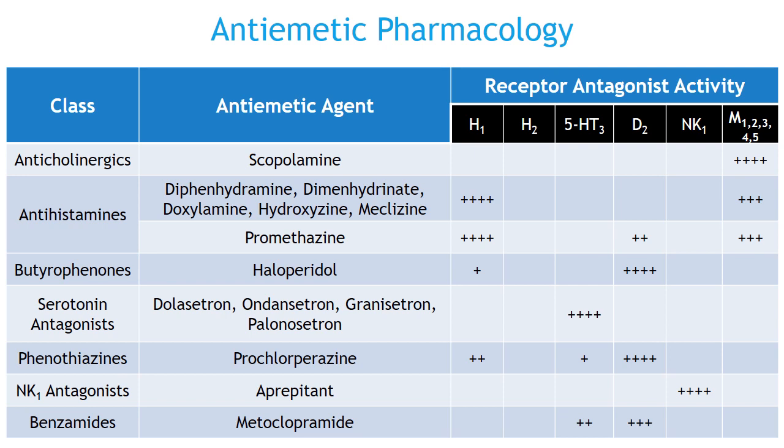NK1 antagonists like aprepitant, and now there's a bunch of other ones that end in that "pitant." Any drug that ends in that, in almost all cases, I think that's going to be an NK1 antagonist, but it's always good to double check. But those are generally reserved for chemotherapy-induced nausea and vomiting, or delayed nausea and vomiting from a toxin.